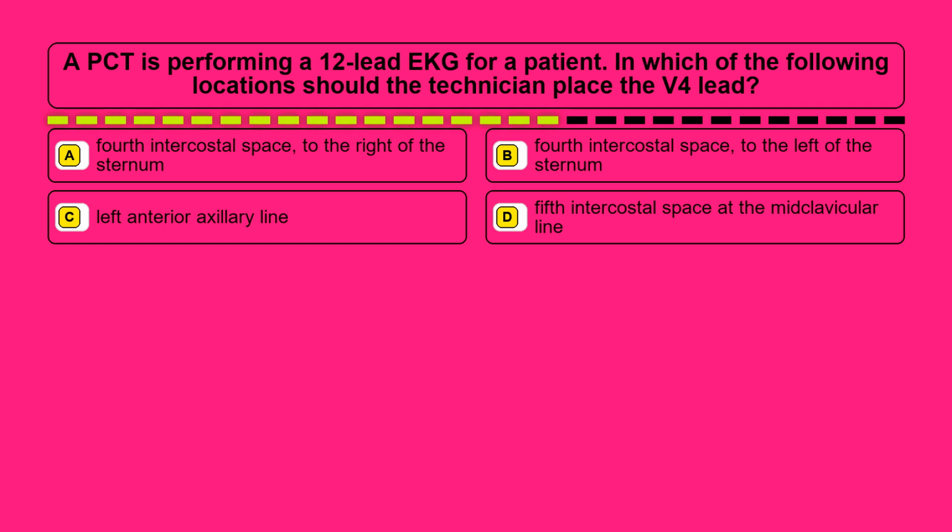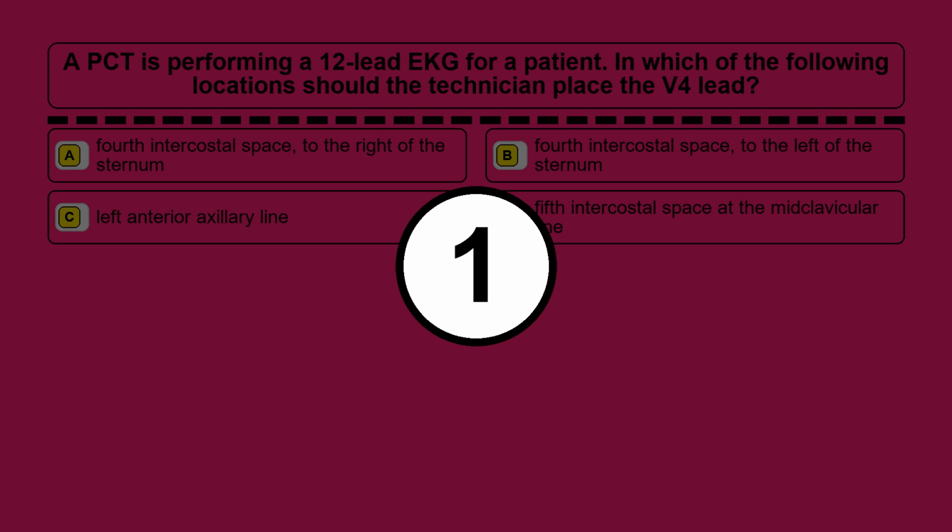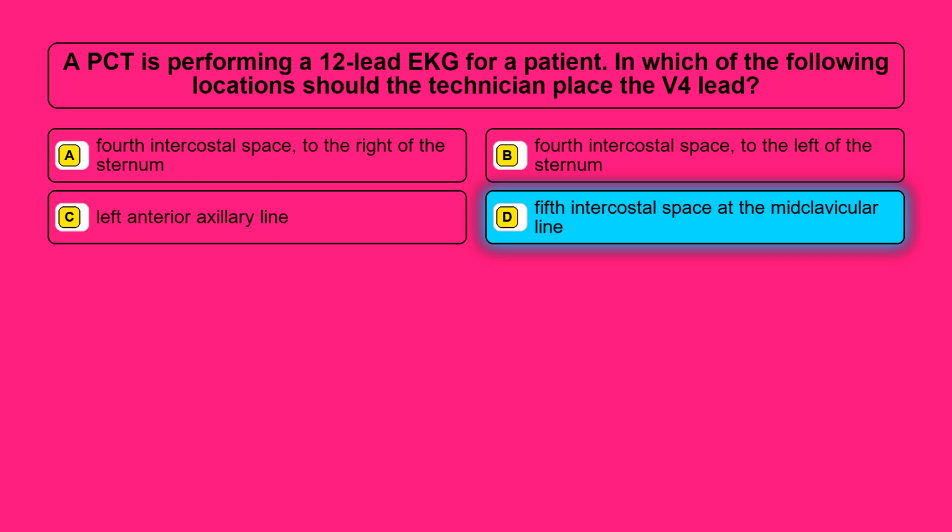Option A. Fourth intercostal space, to the right of the sternum. Option B. Fourth intercostal space, to the left of the sternum. Option C. Left anterior axillary line. Option D. Fifth intercostal space at the midclavicular line. The correct answer is option D. Fifth intercostal space at the midclavicular line.